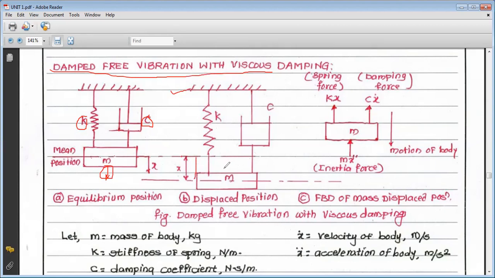Now in the displaced position we have to draw the free body diagram of this mass. What forces will act on this system? Because the displacement x is in downward direction, the velocity x dot is also in downward direction, and the acceleration x double dot is also in downward direction. So displacement, velocity and acceleration are all in downward direction.